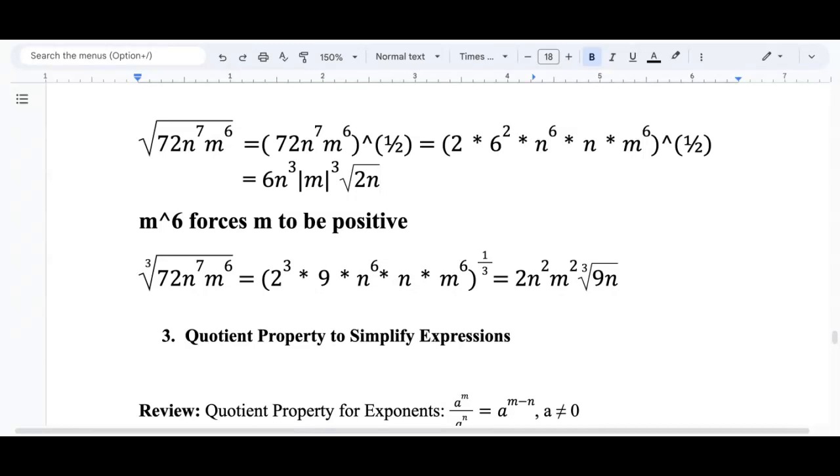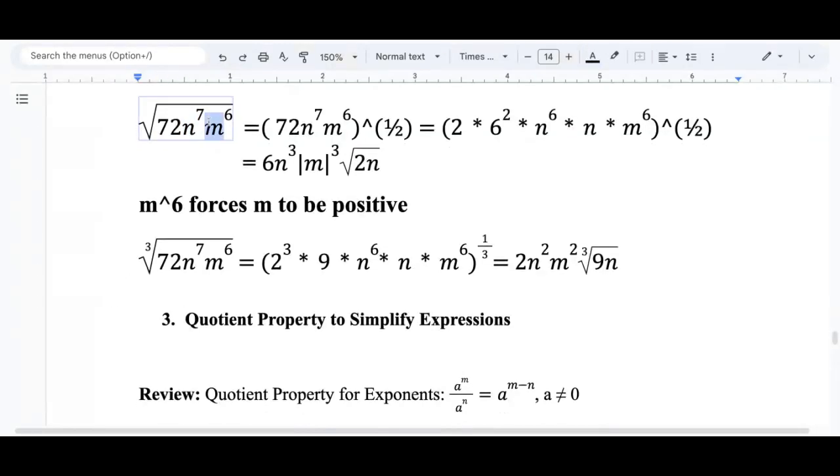Oh, because this is square, oh, that's okay. Because you see n, I don't have to put absolute value sign. Why? Because n raised by other integer. So that means n has to be non-negative. But m is different. M raised by 6. So that forces m to be non-negative. That's why when I say m cubed, I need to put an absolute value sign to force m to be non-negative.